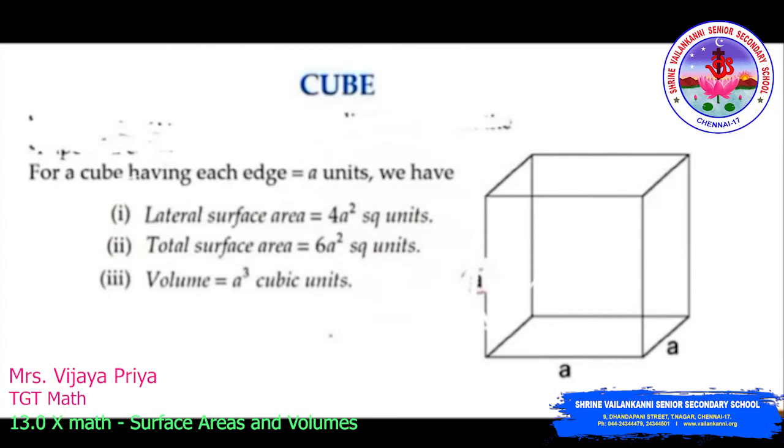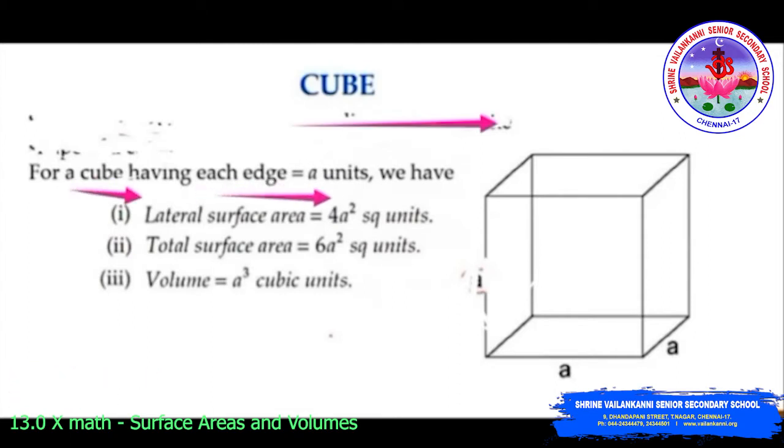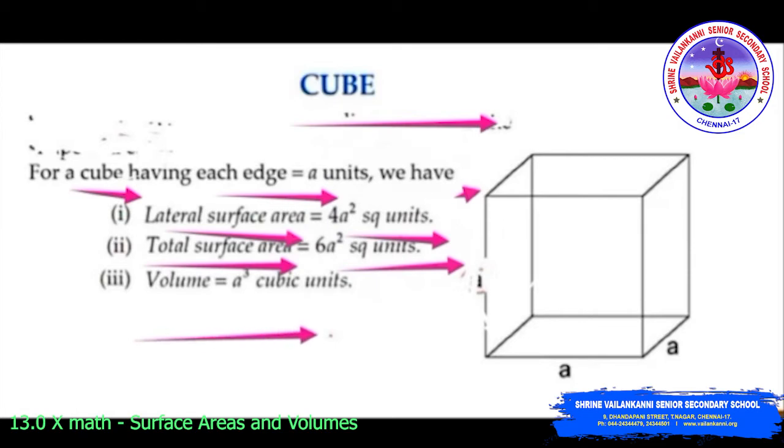Let us see the formula for finding the lateral surface area, the total surface area, and the volume of a cube. For a cube having an edge a units, the lateral surface area is 4a² square units, the total surface area is 6a² square units, and the volume of a cube will be a³ cubic units.